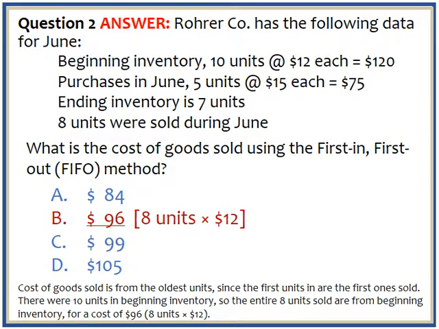The answer is $96. Cost of goods sold is from the oldest units, since the first units in are the first ones sold. There were 10 units in beginning inventory, so the entire 8 units sold are from beginning inventory for a cost of $96, 8 units times $12.